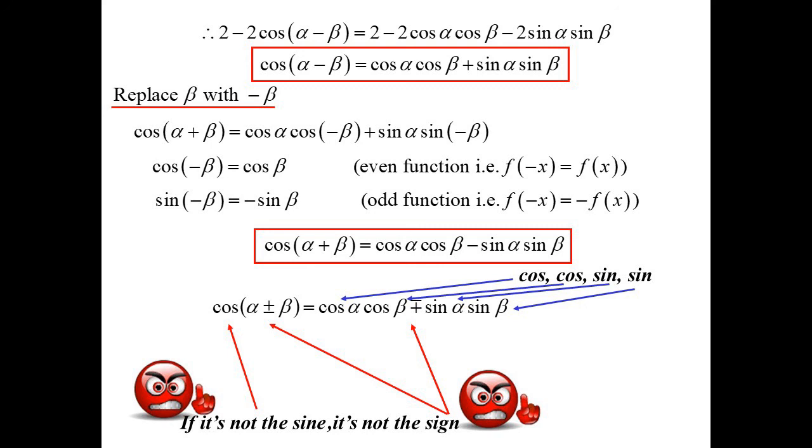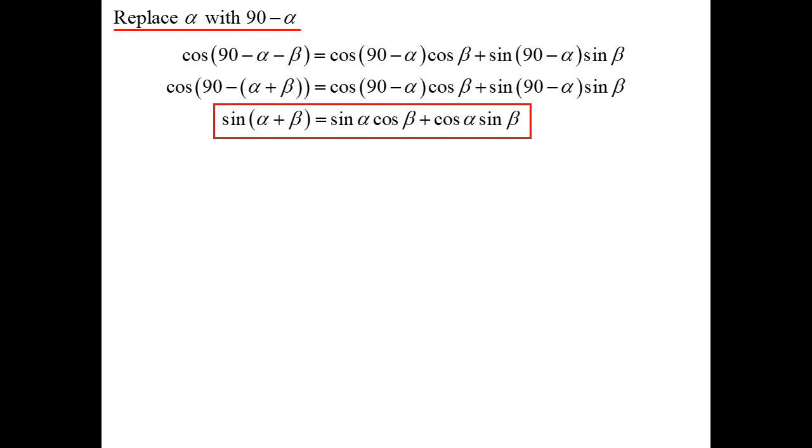Okay. Now, we'll replace alpha with 90 minus alpha in that original expression that we found. And we'll get cos(90 minus alpha minus beta) equals cos(90 minus alpha) cos beta plus sine(90 minus alpha) sine beta. But now I'm going to use complementary ratio ideas. So the cos of 90 minus alpha minus beta would be the same as sine of alpha plus beta. And cos of 90 minus alpha would be the same as sine alpha. And the sine of 90 minus alpha would be cos alpha. So we get sine(alpha plus beta) is sine alpha cos beta plus cos alpha sine beta.